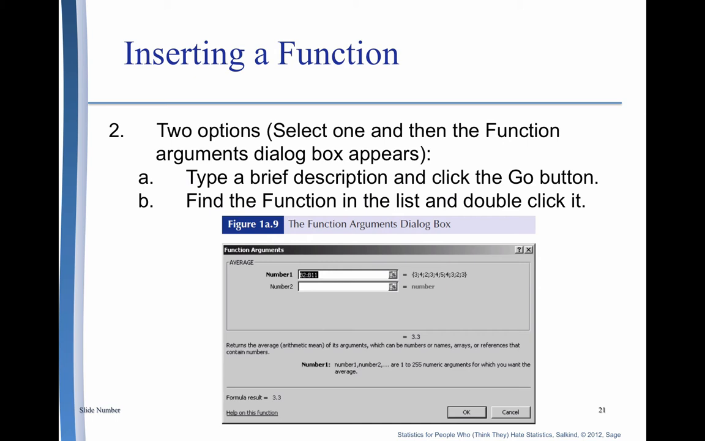Slide 21. Use the FX button at the top of the formula bar to bring down a series of dialog boxes. After you have selected which function you are interested in, in this case the average, a GUI, graphical user interface, pronounced GUI, will pop up that allows you to select the range of cells to use for your analysis. Click OK, and you get your answer.